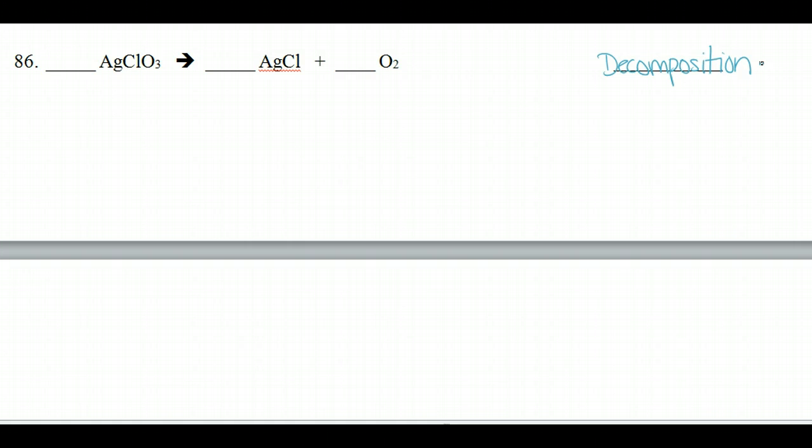From there, again, if you want, feel free to count atoms and break it down if you need to. I'm going to look and I say, okay, silver is good. Chlorine, 1 and 1, good. Oxygen, I have 3 here and 2 on this side. So the least common denominator for oxygen is going to be 6. And so I'm going to go ahead and put a 3 here and a 2 here.